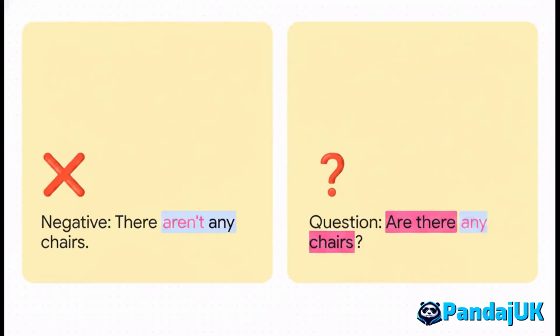Watch what happens when we make it negative or ask a question. For negative, there are not any chairs in the room. You can also say aren't. And for a question, are there any chairs in the room? See what we did there? We must change some to any for negatives and questions.